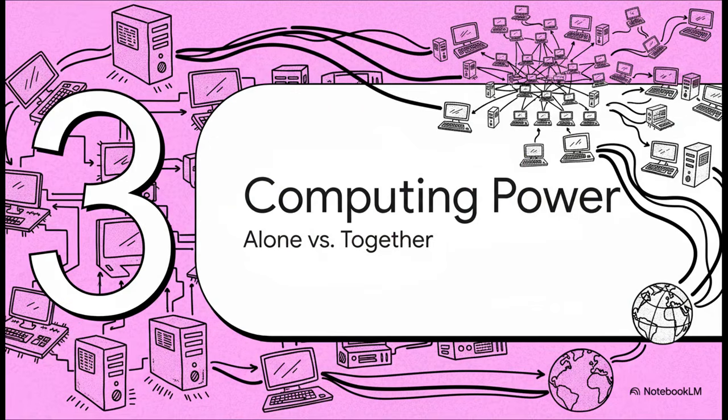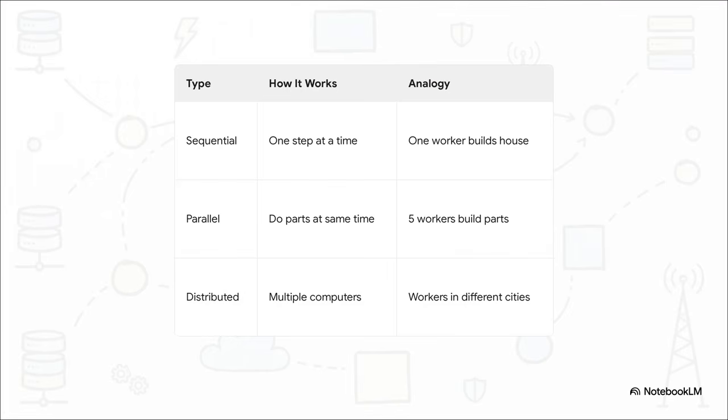Okay, so now that we know how the network stays up and running, let's talk about how we use all that power. How this structure lets us solve enormous problems that would just crush a single computer. This table lays it out so clearly. First, you've got sequential. That's doing one thing at a time. In order, the lonely worker building a house all by himself.